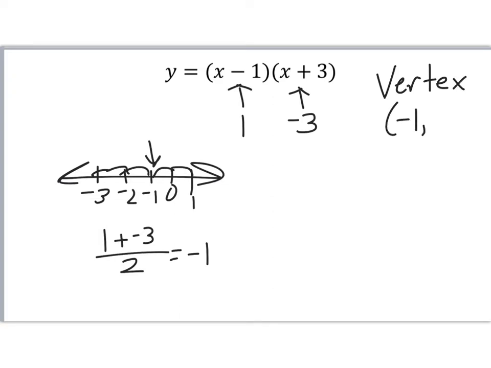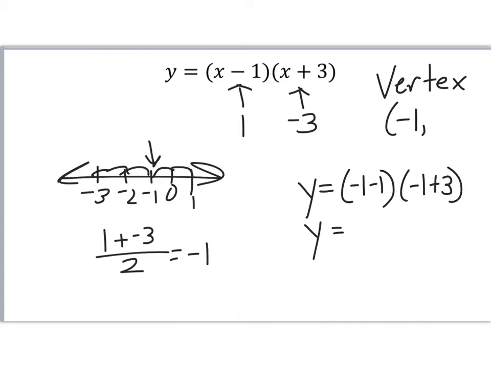So what goes in the y spot? Well, we're going to take that negative 1 and put it back into the equation. So y equals negative 1 minus 1 and negative 1 plus 3. And do my math here. This is going to be a negative 2 times a positive 2. Now I have to tell you, if you have picked the correct x value, then these two numbers are always going to be opposites of each other. If they're not, you either did your math wrong when adding positive and negative numbers, or you picked the wrong x value. In this case, y equals negative 4, so my vertex is at negative 4.